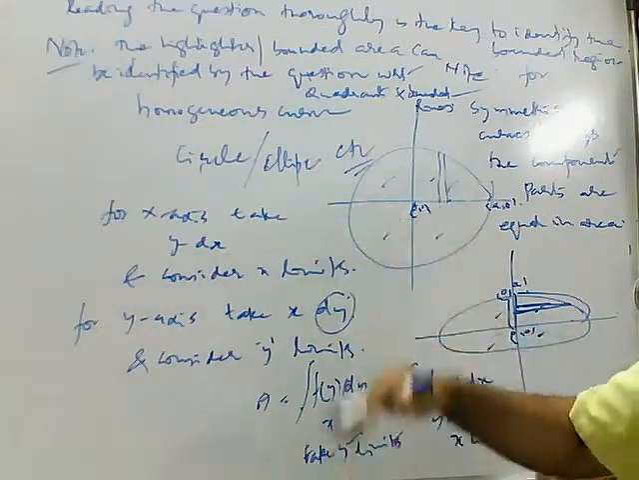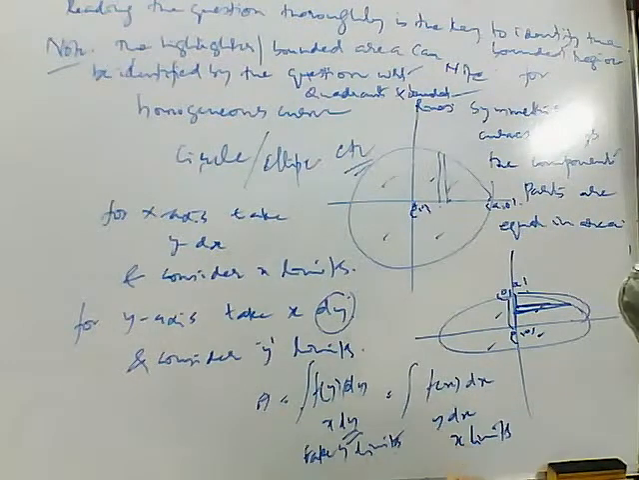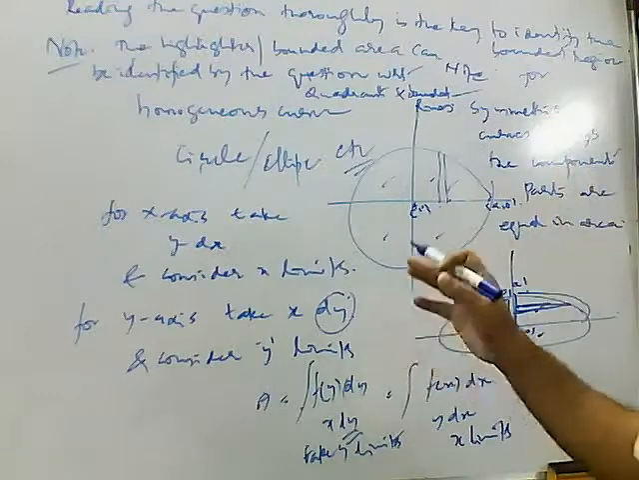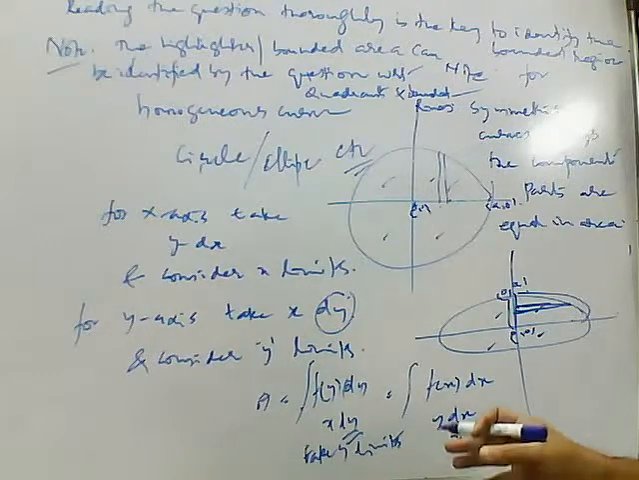Hyperbola is not a symmetric curve, and parabola is also not a symmetric curve in general. But a parabola opening up and down is symmetric. You cannot take the left and right parabola like that. So for the x-axis, take y dx and consider x limits. For the y-axis, the nature of the curve decides.